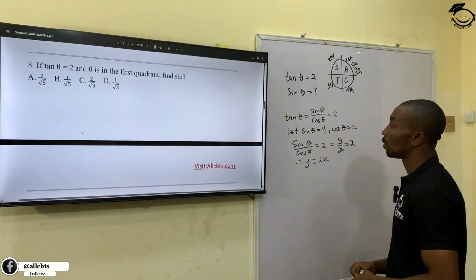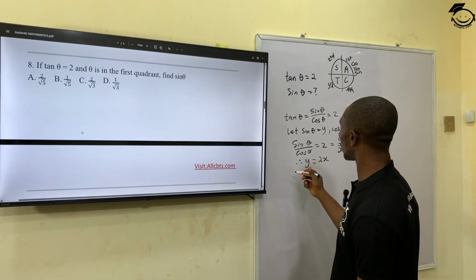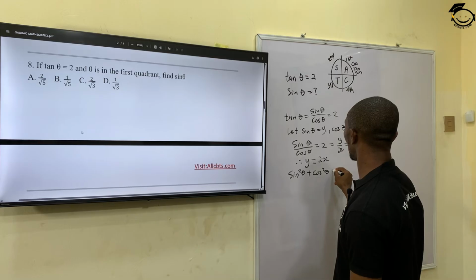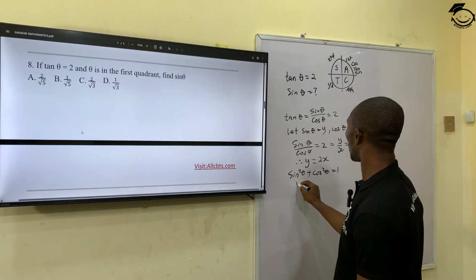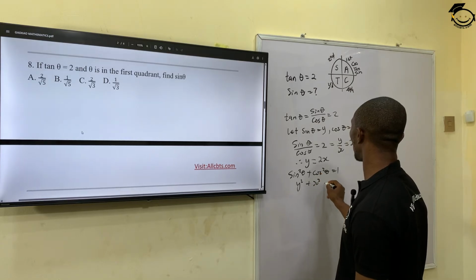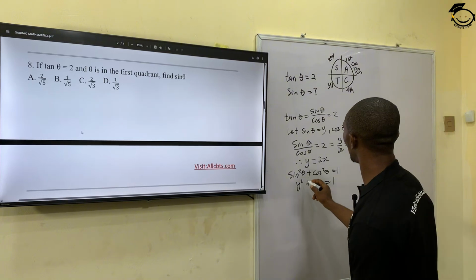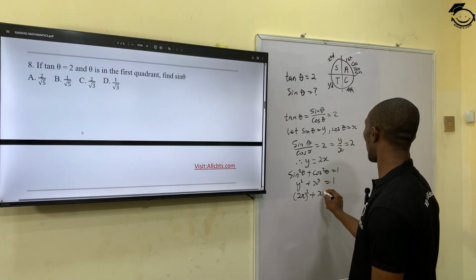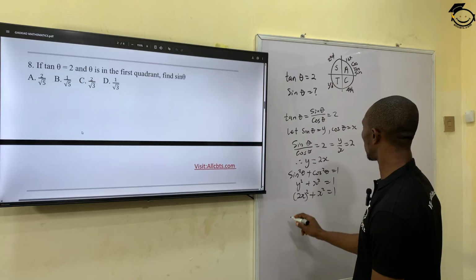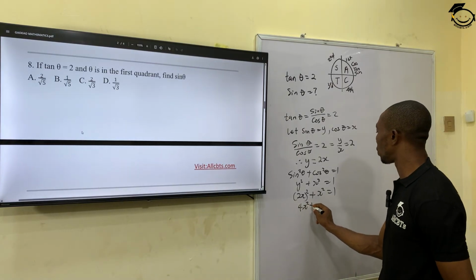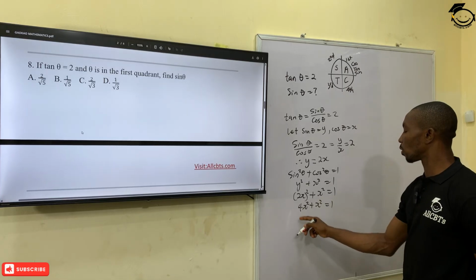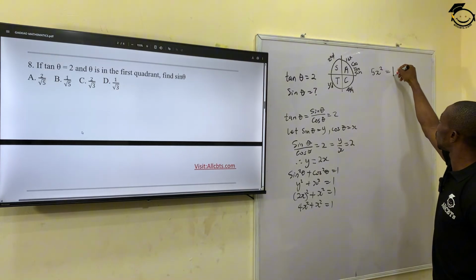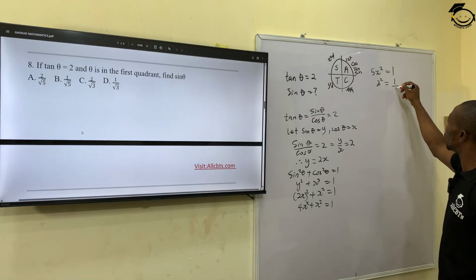Okay. Now, the next thing we are going to do is use the trigonometric identity, where sine squared theta plus cos squared theta equals 1. Now, this is y squared, which is sine, plus x squared, which is cos, equals 1. But we know that y equals 2x, so this becomes 2x all squared plus x squared equals 1. So opening this bracket, we have 4x squared plus x squared equals 1. 4 plus 1 will give us 5x squared. So 5x squared equals 1. So x squared equals 1 over 5.